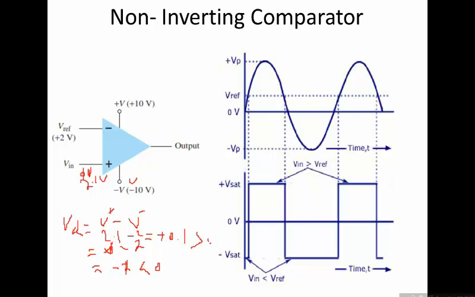Now whenever VD is greater than 0, the output would go into plus Vsat or plus Vcc. So at this instant, when the input crosses this reference level, the output would switch to the positive level and becomes plus Vsat or plus 10 volts. Now when the input is further increased, this voltage would be higher than this voltage, then the output would stay at the high level of plus 10 volts. This is plus 10 volts.